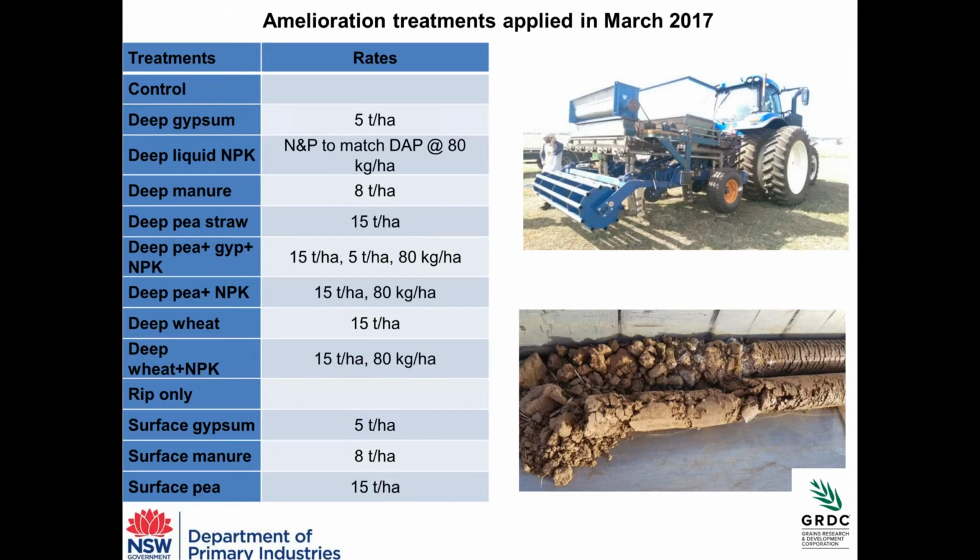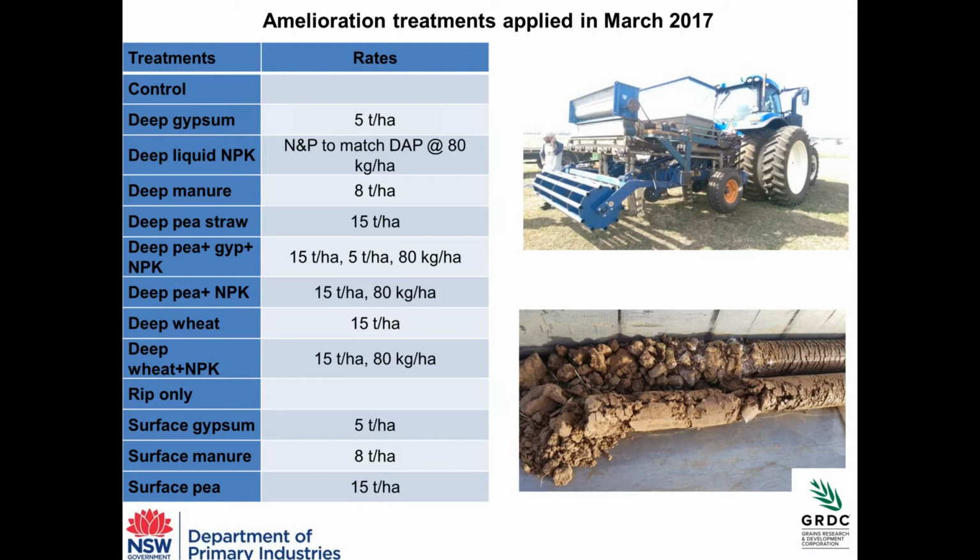We chose a number of different amendments to look at their capacity or potential to ameliorate a treatment, and I categorize them into inorganic and organic treatments, these treatments being either applied at the soil surface or placed in the subsoil. To place some of these amendments in the subsoil, we used machinery built and designed with New South Wales DPI. We call it a 3D ripper.